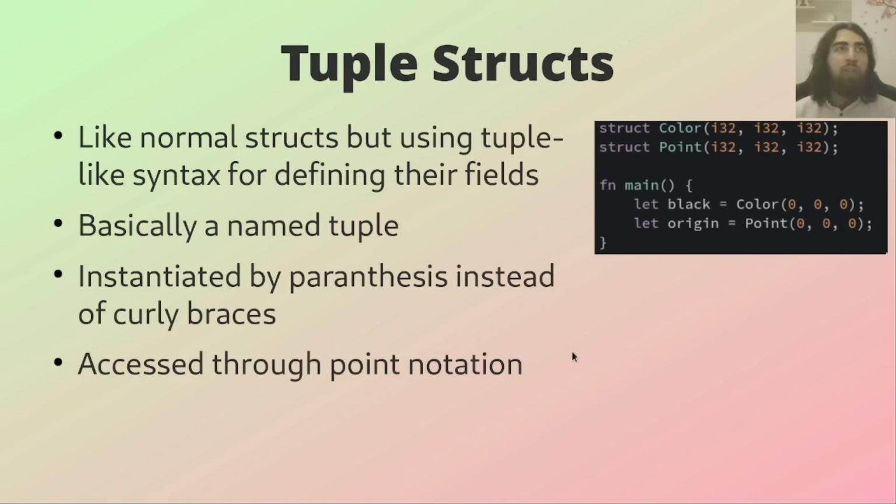Then we also have tuple structs. And tuple structs are like normal structs, but using tuple-like syntax for defining their fields. It's basically a named tuple, and it's instantiated by parentheses instead of curly braces. And its values are accessed using point notation.